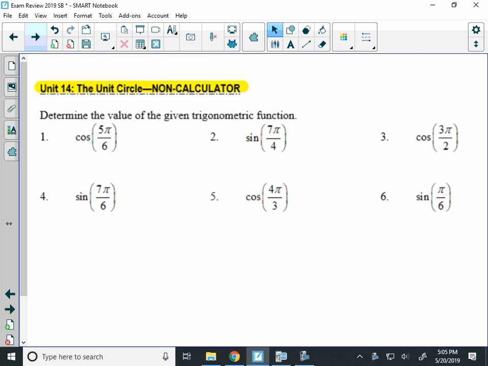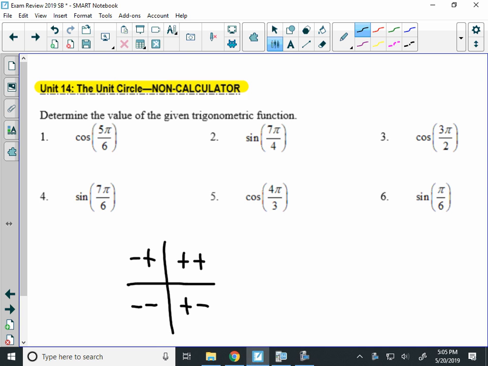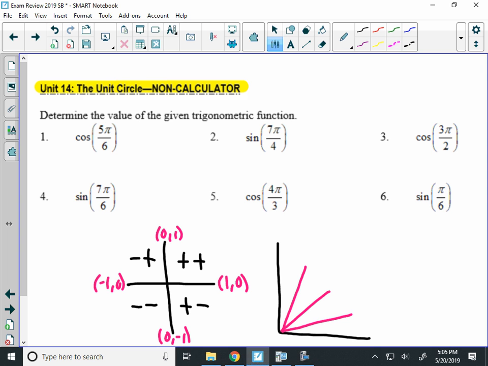If you need to, the things I would draw on your paper are the signs for each quadrant, and then potentially the ordered pairs for the quadrantal angles. And finally, if you don't use the left-hand trick, you can draw the first quadrant, with the angles pi over 6, pi over 4, pi over 3.